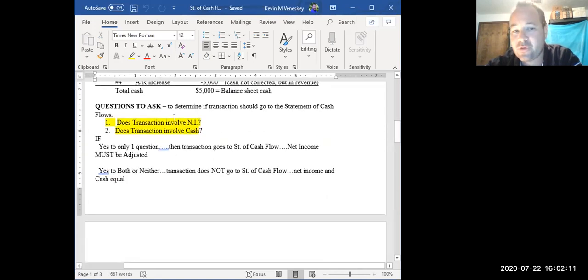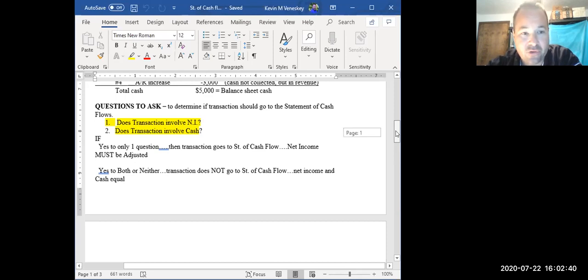Then once you've asked these two questions and you have yes or no's, you've got to have a little answer key that tells you what to do with that. So if only one of the two questions, doesn't matter which one, had yes as the answer, then the item goes on the statement of cash flows. If both of them had yes or neither of them had yes, then it does not go on the statement of cash flows.